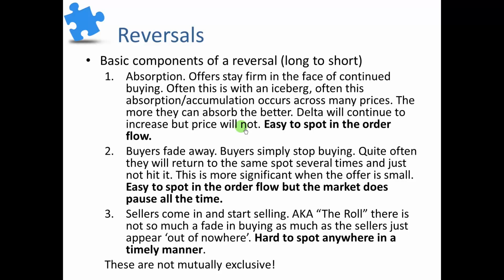Okay, now the third element of reversal is sellers coming in force and the market rolling over. Now, this is where you don't so much see buyers fading away as just getting to a level and suddenly sellers start hitting it aggressively with size. And many times this is going to be after the absorption, after the buyers fading, but other times it's going to come out of the blue with no warning.